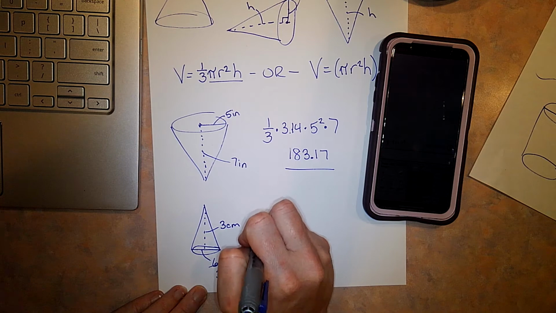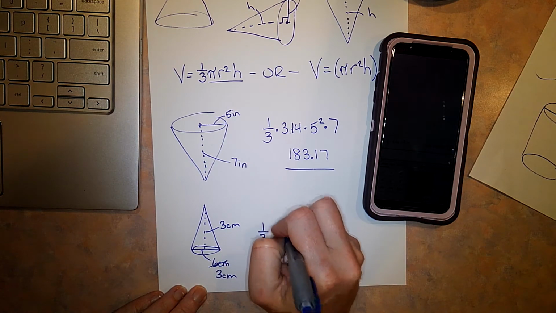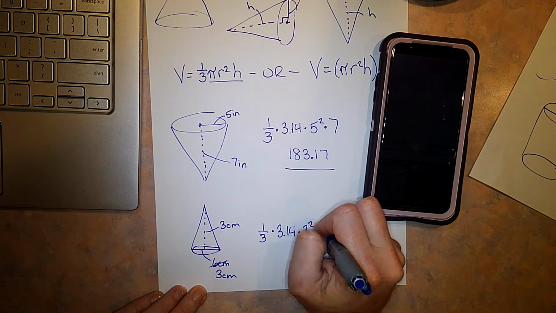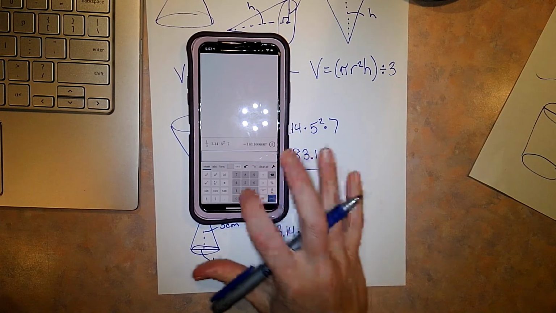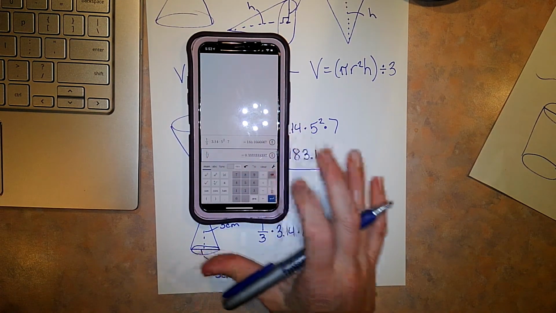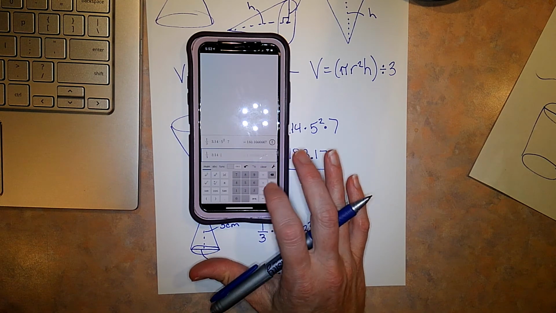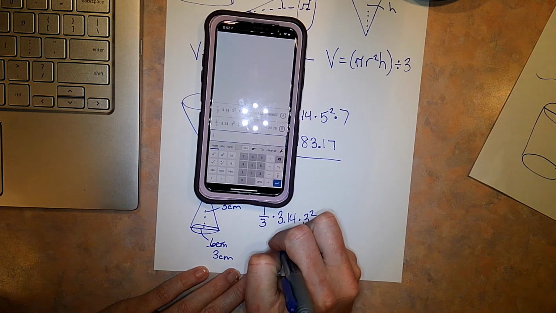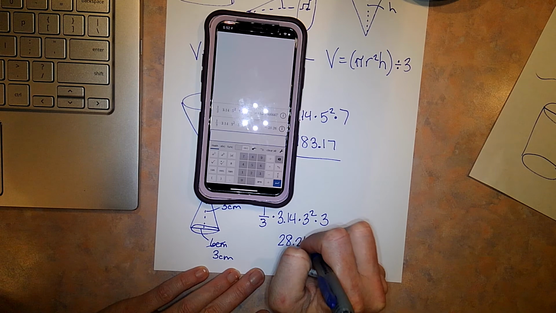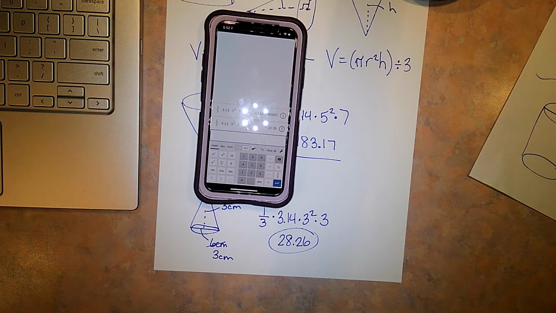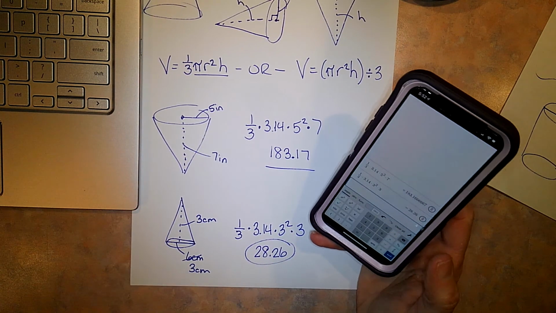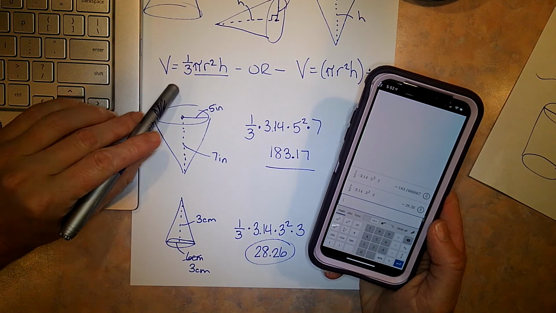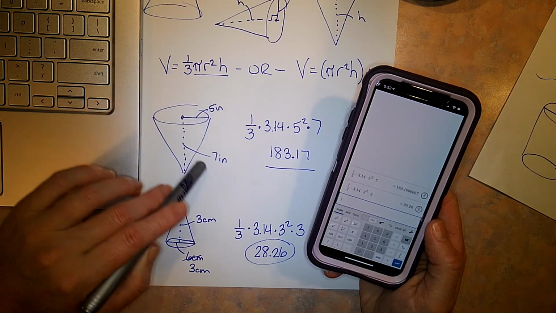So when I plug my formula in, 1/3 times 3.14 times 3 squared times the height of 3. So 1/3 times 3.14 times 3 squared times 3. And this one happens to give me a pretty decimal, which is 28.26. Cones are not that challenging, with the exception of getting decimals that we might not be super comfortable with, and that's okay. Really, you don't have to memorize the formula. You just have to know how to plug the numbers in.